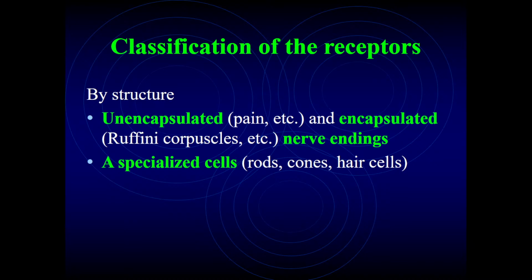Next classification, by structure. We have unencapsulated and encapsulated nerve endings, unencapsulated like pain receptors, encapsulated like Ruffini corpuscles, for example. And the second type, very specialized cells like photoreceptors, rods, cones, auditory receptors, hair cells, and other.